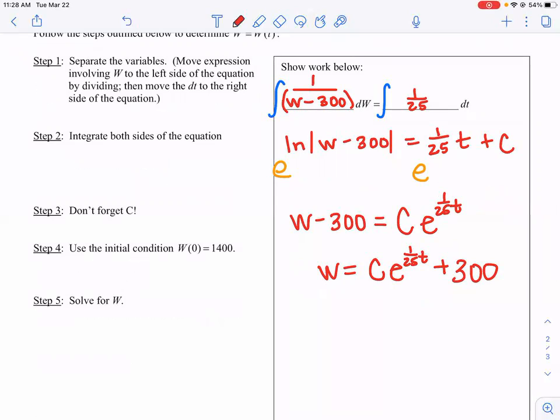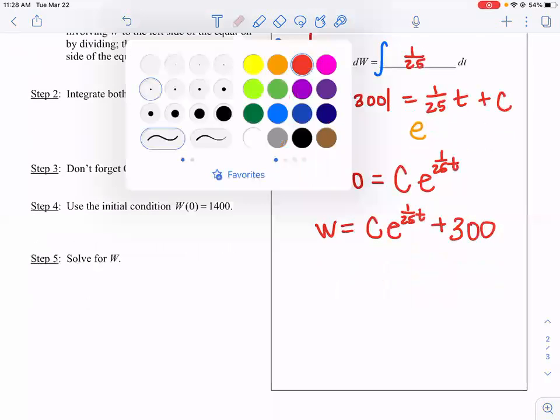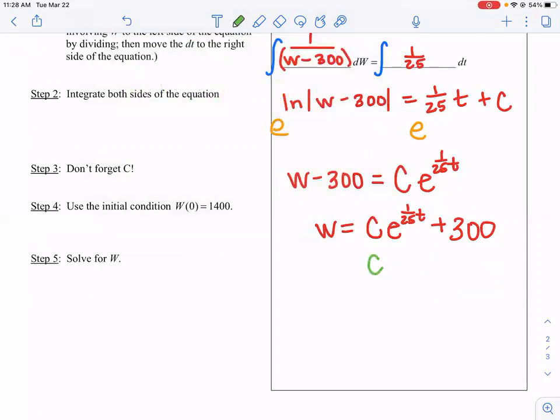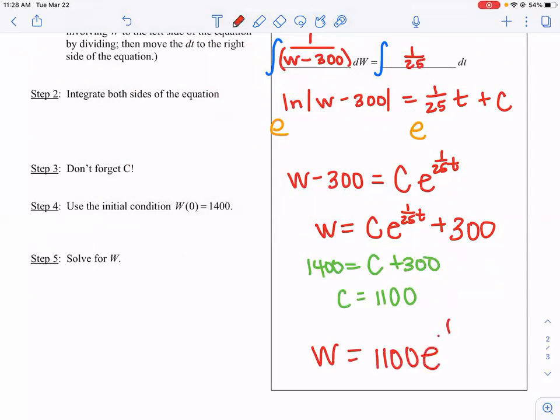And I really like when our initial condition is when t is 0. Because when I plug in 0, e to the 0 is 1, and our c value is 1100. So w equals 1100 e to the 1/25 t plus 300.